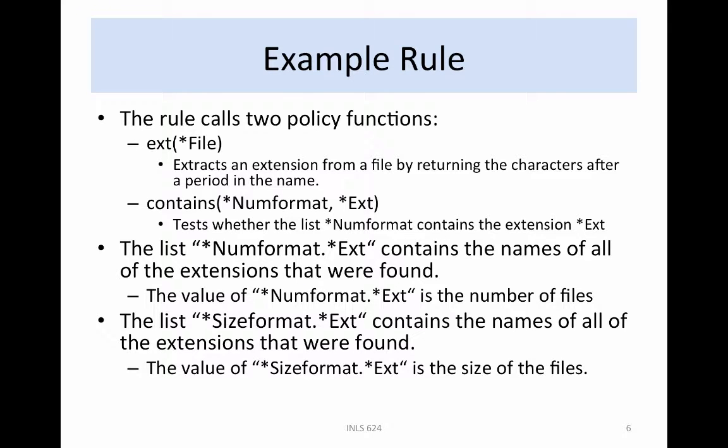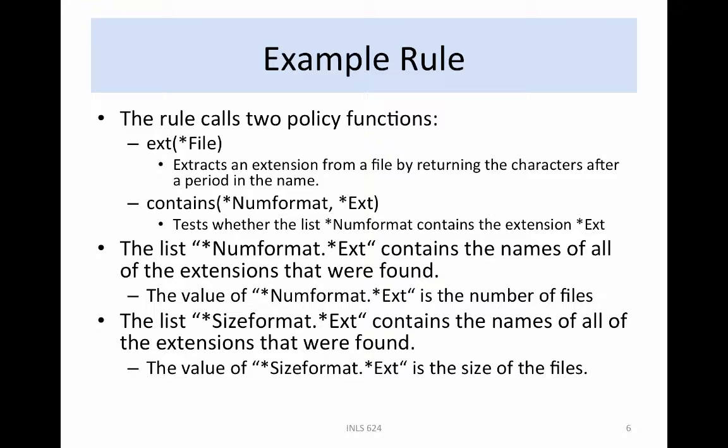Policy functions are provided in the rule base for use by any rule. The policy functions provide standard operations such as checking input parameters, manipulating strings, creating log files, etc. For this rule example, the policy functions are ext(*file). This extracts an extension from a file name by returning the characters after the last period in the file name. And contains(*numFormat, *ext) checks whether the list *numFormat contains the element *ext.